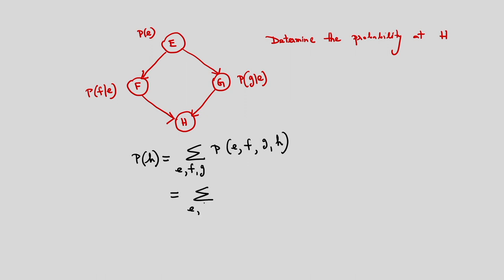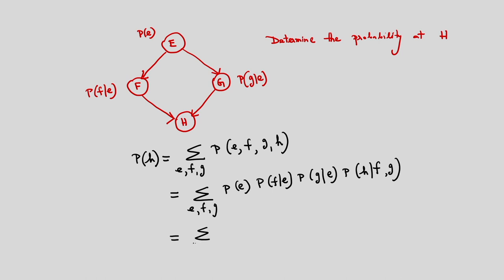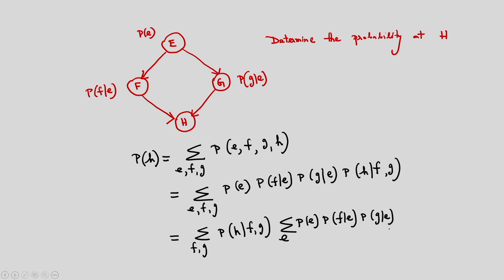So, this can be written like this, E, F and G, the probability of E, because E does not depend on any other nodes, the probability of F given E. So, F depends on E, the probability of G given E. So, G depends on E, and probability of H given F comma G. So, these are the cases. So, which can be written like this? It is the summation over F, G, probability of H given F comma G, summation over E, the probability of E, probability of F given E, and probability of G given E. So, we can write like this.